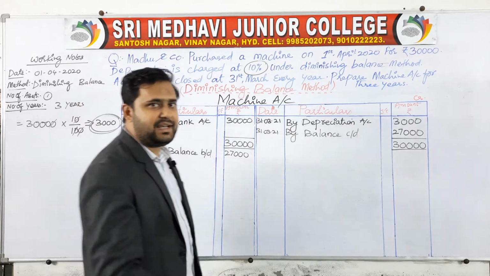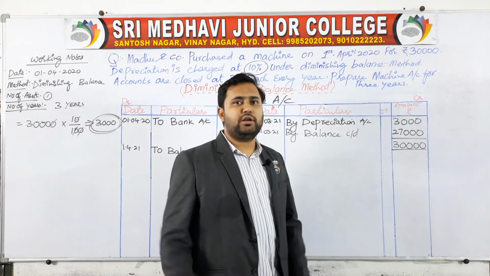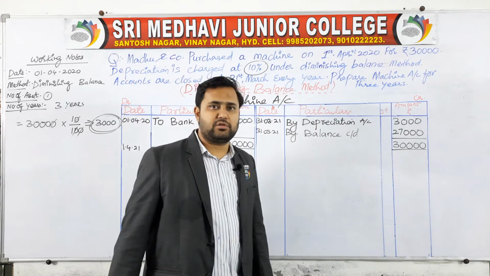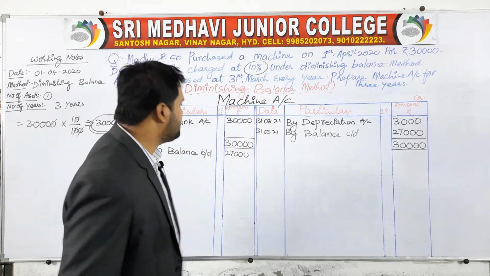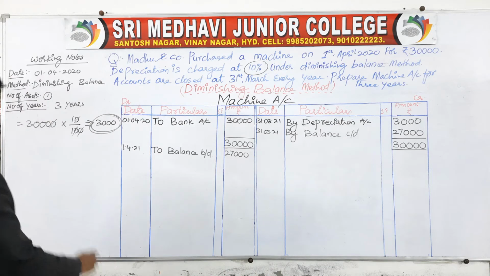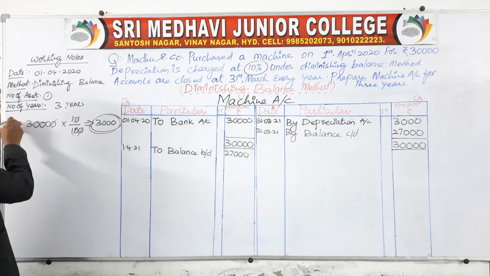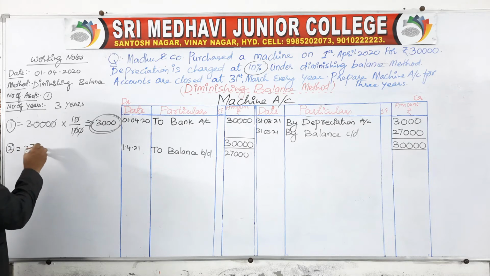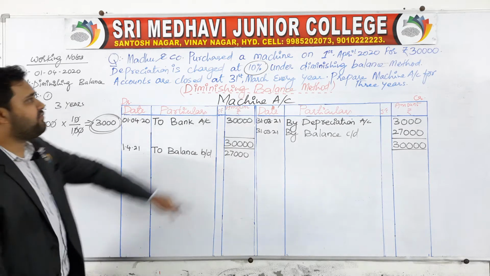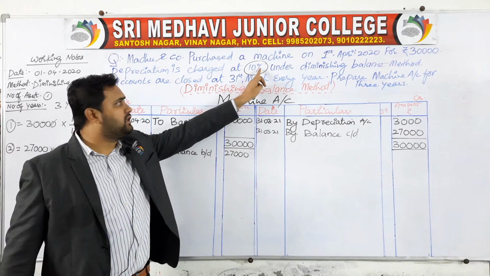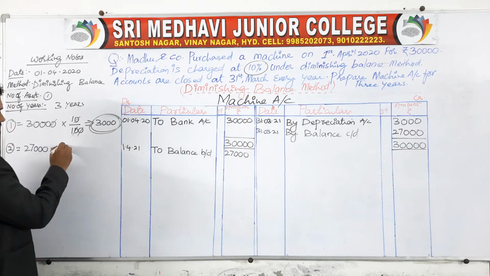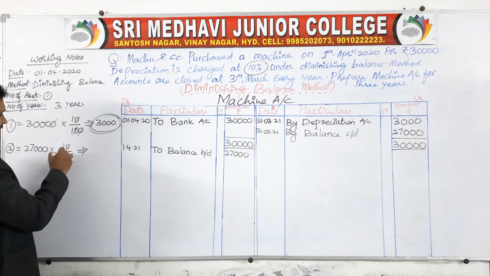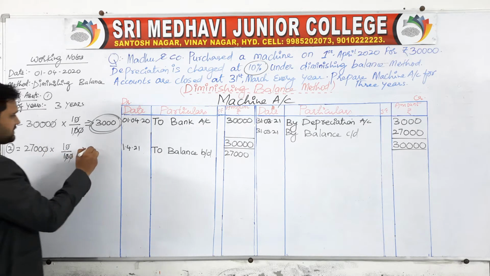Now, how are you going to calculate this year's depreciation? First look at the method mentioned in the question, diminishing balance method. Now take that 27,000 for the next year. This is the first year depreciation, this is the second year depreciation. 27,000 into the rate of depreciation mentioned in the question, 10%. Now 27,000 into 10%, zeros cancel, 2,700.